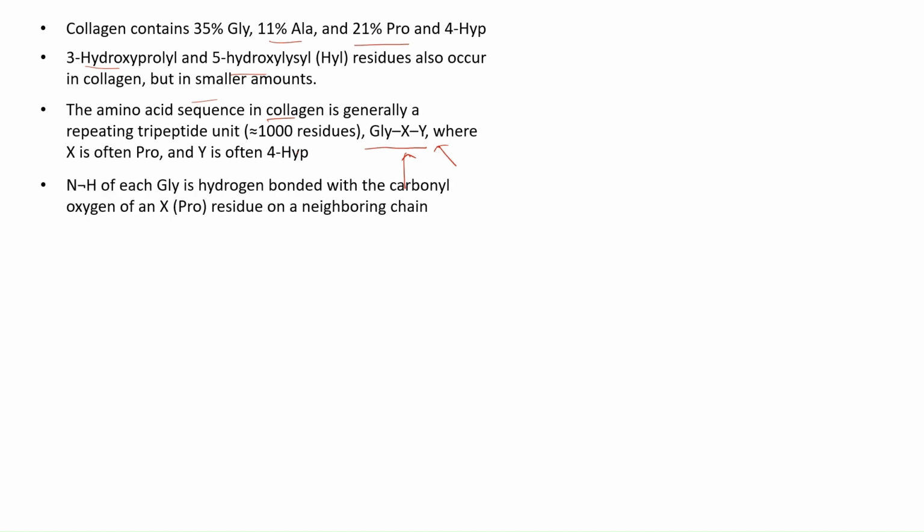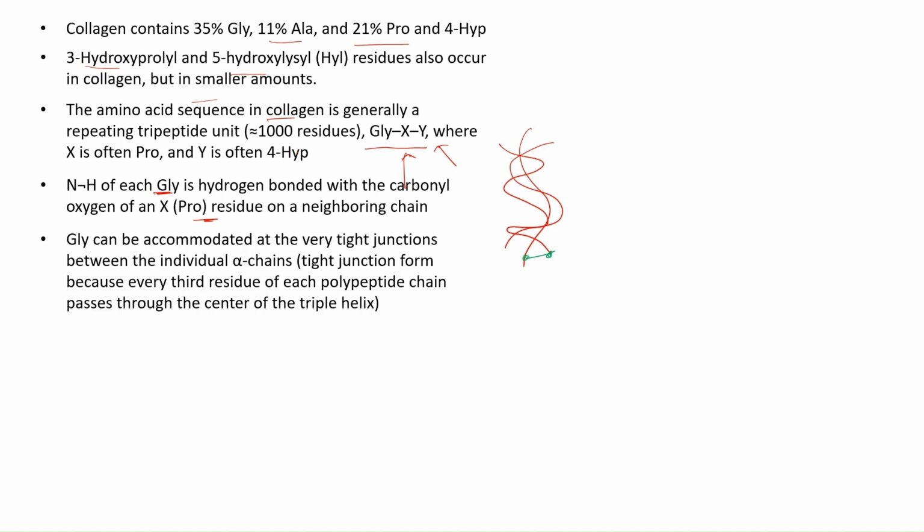Now there is a hydrogen bond formation between the glycine and the proline residue of the neighboring chain. As we studied, it is of 3 polypeptide. The glycine present in one polypeptide is hydrogen bonded with the proline present in the neighboring chain. Now why glycine is found in this tripeptide? What is the importance of glycine?